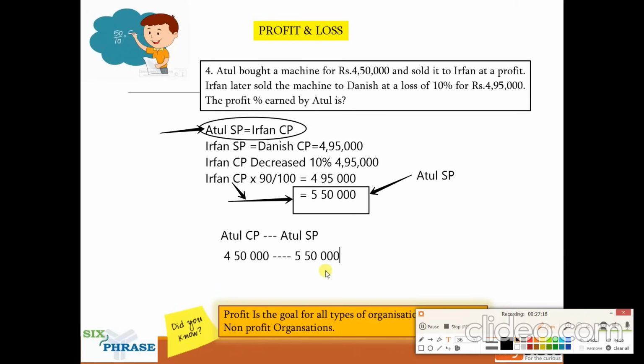You just have to find the increase percentage. So how do you find the increase percentage? Difference by base into 100. So difference is nothing but 1 lakh by base into 100. Base, you guys know, is the number which is getting increased. So for finding increase percentage, base will be the number which is getting increased. So into 100. So this will give you 22.22%.